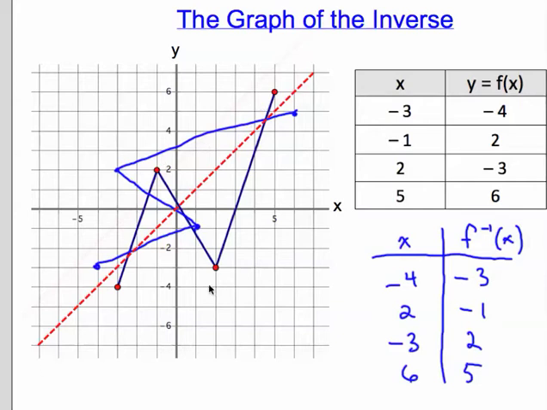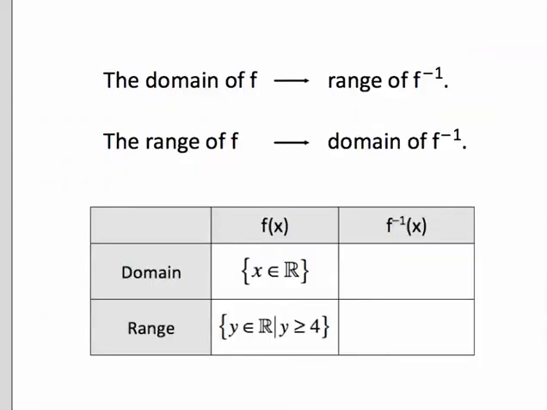And that's what happens because we've swapped the x and the y values. Because we've swapped the x and the y values, the domain of f, which is all the values x can be in f, is the range of f inverse, all the values y can be in f inverse. And the range of f, all the values y can be in f, corresponds to all the values x can be in f inverse. If you stop and think about that for a moment, you'll see it makes sense. We've swapped x and y, so domain and range have to swap as well.